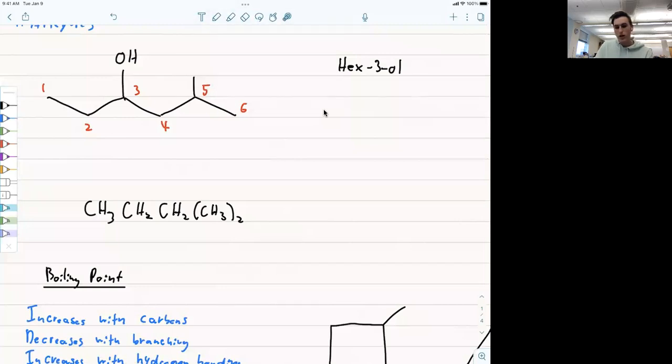We also, when we're doing that, we want to drop the A and E if we're using the -ol ending. So we'll take off the A and E and add that OL. Then we know I also have a methyl group on this carbon 5, so we'll add that too. So it'll be 5-methyl. And then we don't even have to add a dash there because that was our only substituent. So it'll be 5-methylhexan-3-ol.